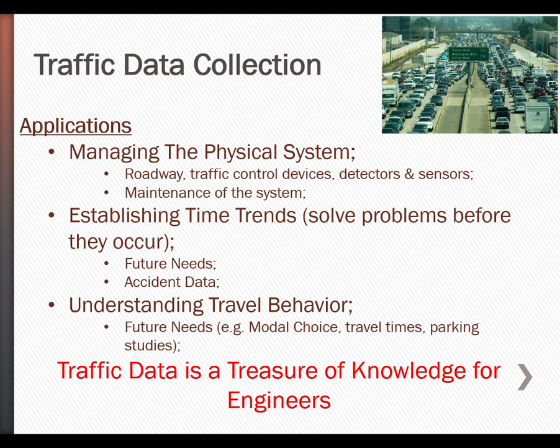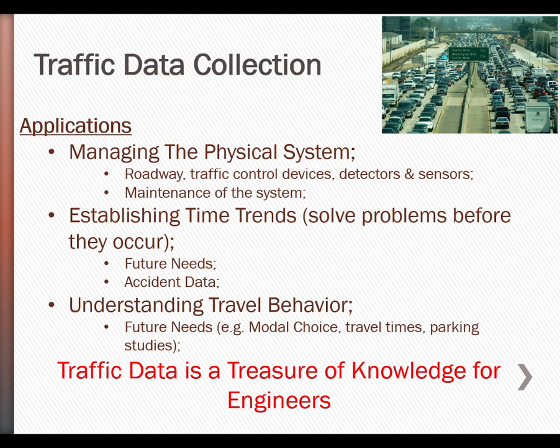So what are the applications? You get the data, okay, then what? So number one, we need to figure out what's going on right now so we can manage the physical system. Let's say you want to do some maintenance, you want to know how many cars are going there. So if you have some kind of diversion routes, you will be able to do that successfully. So it's for roadway traffic control, detectors, sensors. If you want to maintain the system, this is also one thing that we need to take into consideration, how many people are using it.